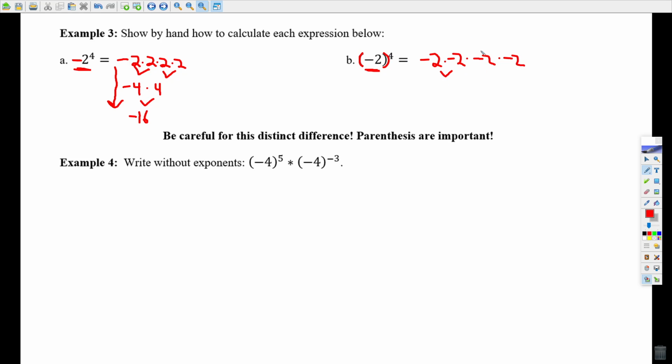Which is why when we use the table, when we're talking about if you have a negative with an even power, you're going to get a positive number. So it's positive 4 times positive 4, which is 16. Just be very careful with this distinct difference. Parentheses are very important.